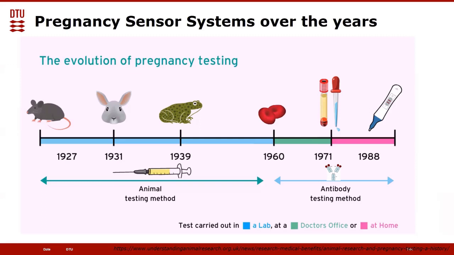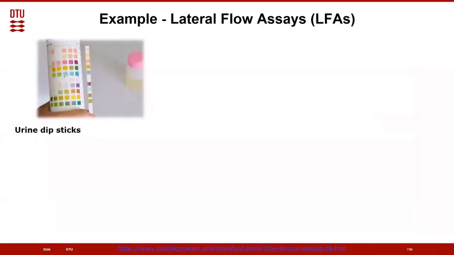Later on in the 70s, a shift happened where you could go from blood to urine, which made the test easier. But it wasn't until the 80s that the actual home test, the point-of-care test, the dipstick, came to the market. And how does the dipstick, this standard pregnancy test that is used today, work? It's what's called a lateral flow assay.